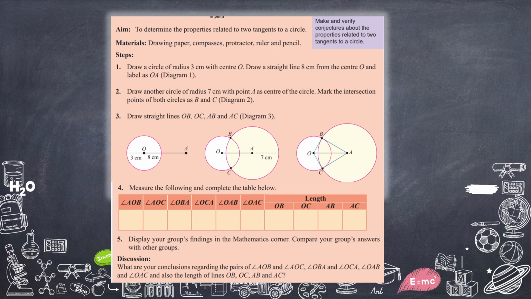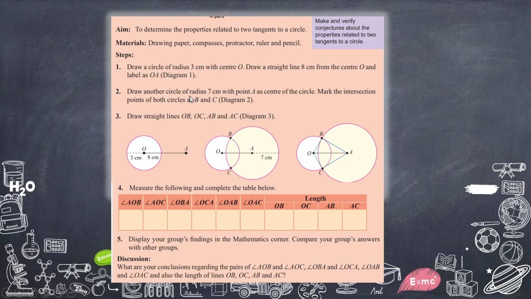So step 1 is to draw a circle of radius 3 cm with center O, and then draw a straight line of 8 cm from the center O and label it OA. Then we move to step 2.